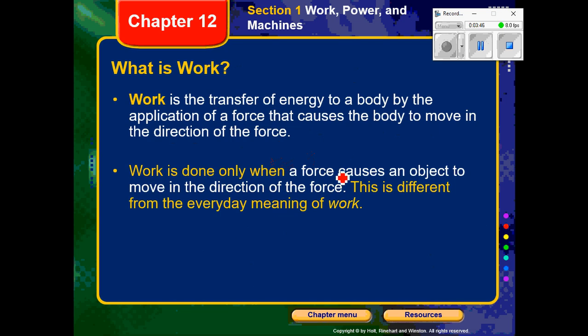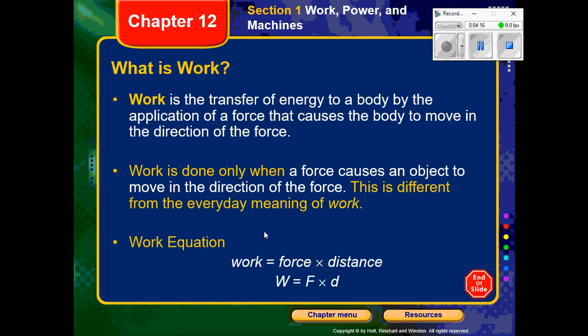Okay, so just a little more definitional stuff. Work is done only when a force causes an object to, well, this is exactly what we set up here, cause an object to move in the direction of the force. And the movement in the direction of the force isn't always happening. Like I said, if you have a negative work, then that's going to be opposite of the direction of force. So this is different from the everyday meaning of work.